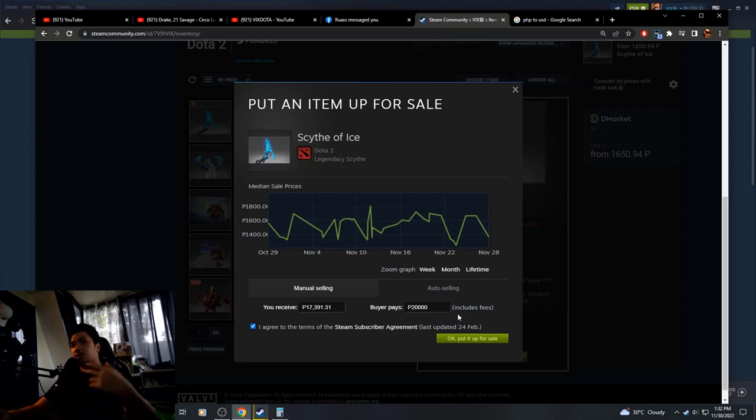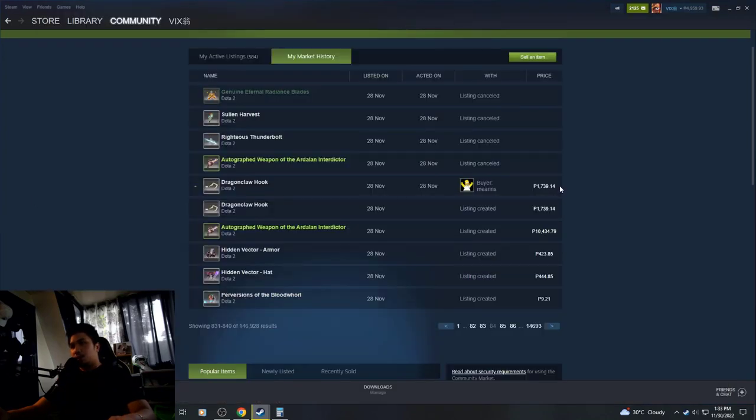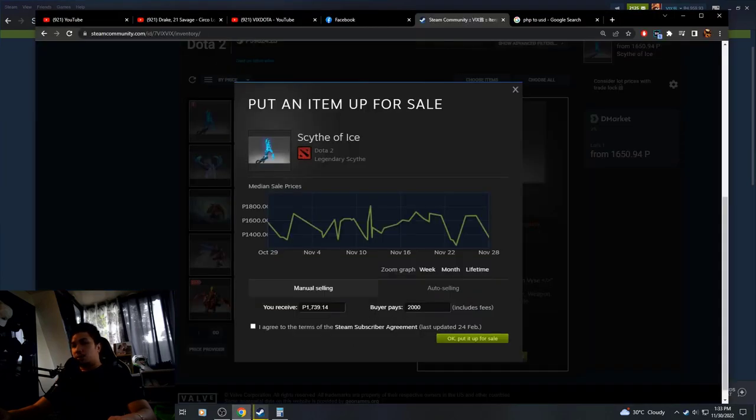I was gonna list it for 20,000 because I just wanna arrange my inventory. So you sell the item, you cancel it, then it's gonna be in the latest page of your inventory. So what happened was I missed one zero. Look at that, I received 1739.14. I missed a zero, and that happened, bro.